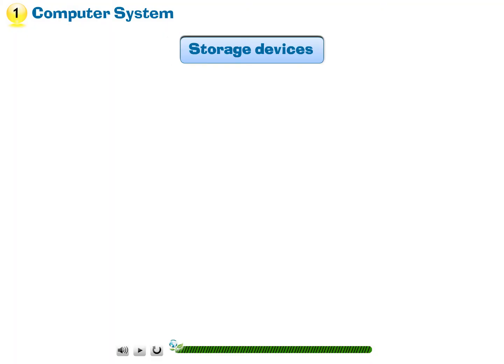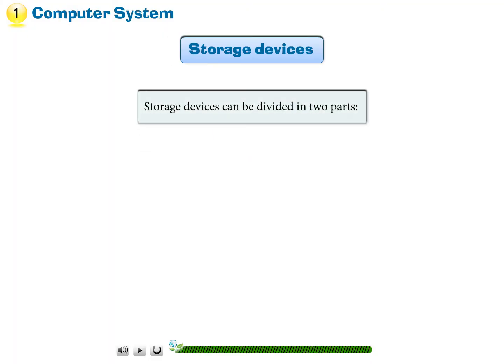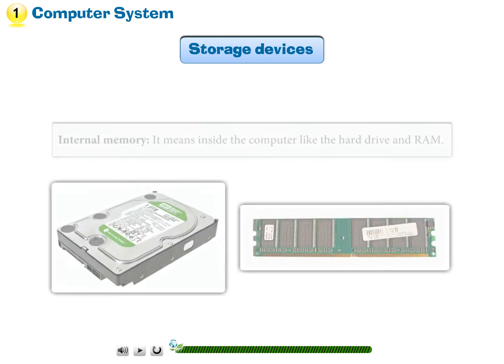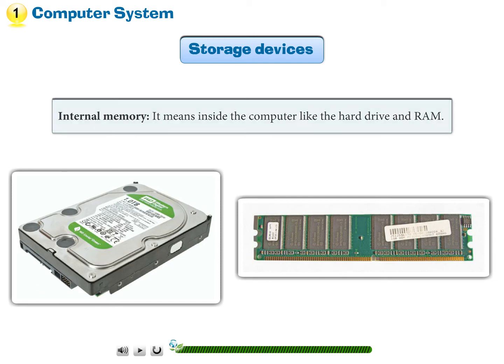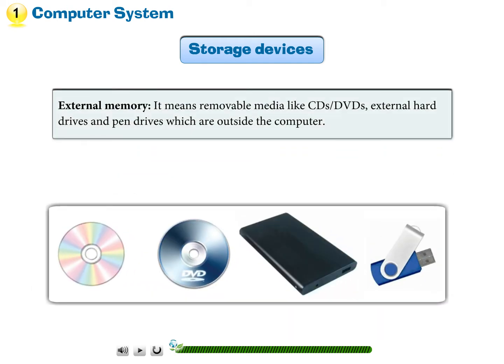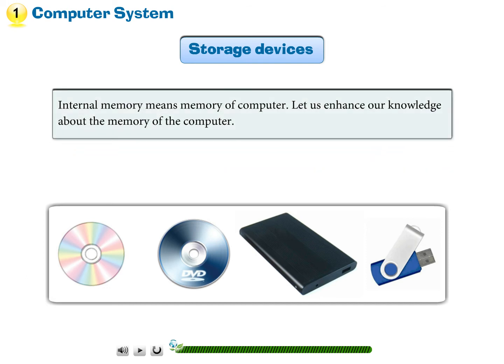Storage devices. Storage devices can be divided into two parts. Internal memory means inside the computer, like the hard drive and RAM. External memory means removable media like CDs, DVDs, external hard drives and pen drives, which are outside the computer. Internal memory means the memory of the computer. Let us enhance our knowledge about the memory of the computer.